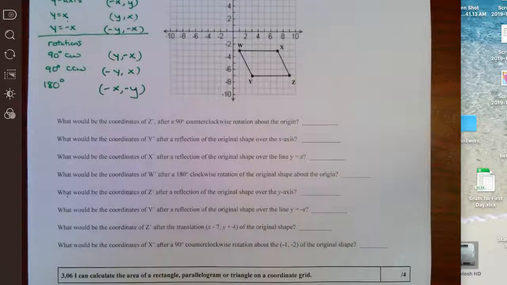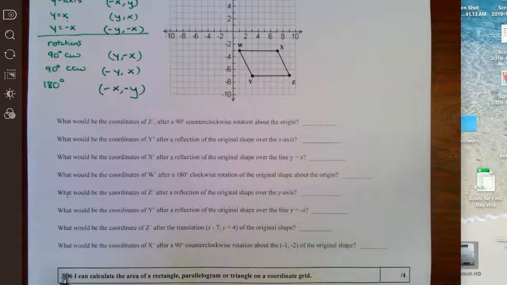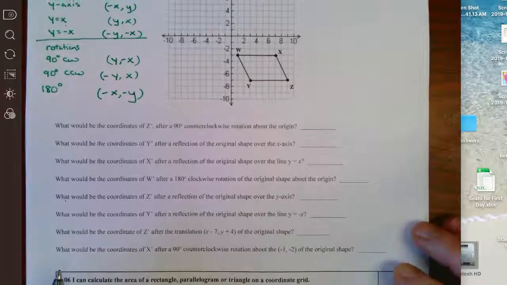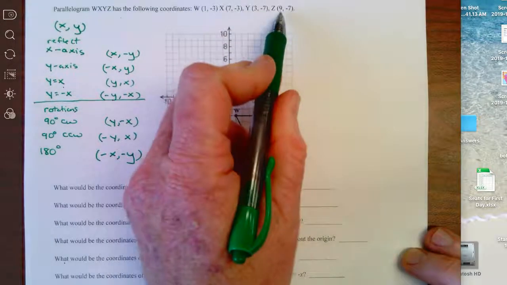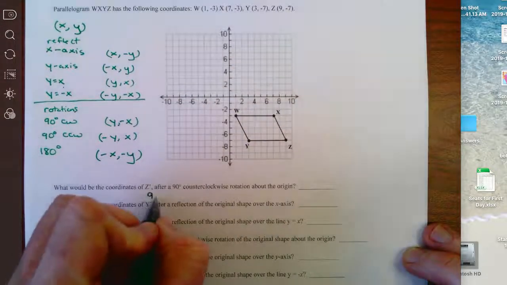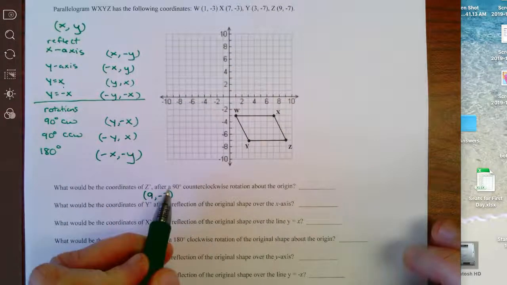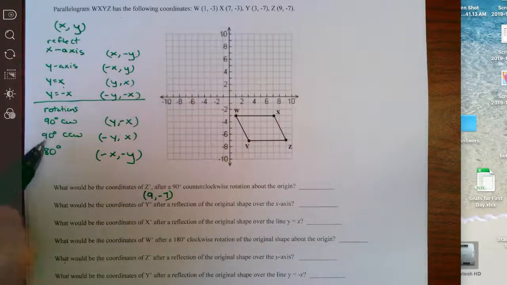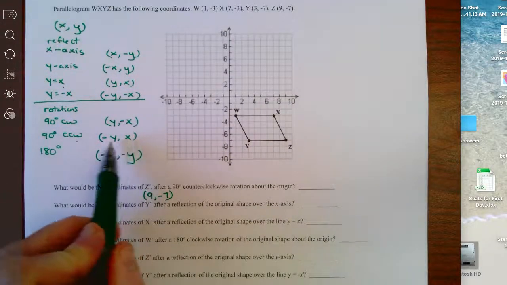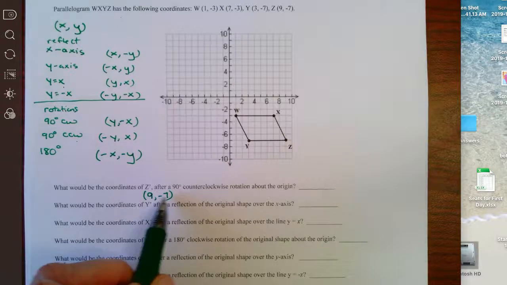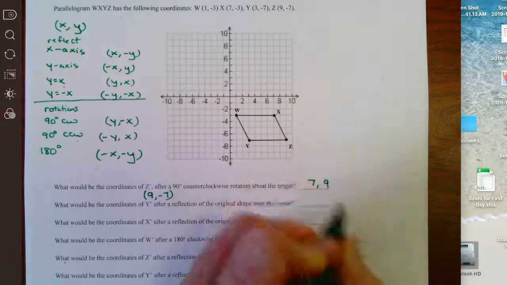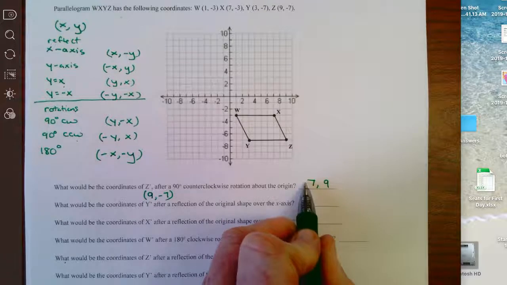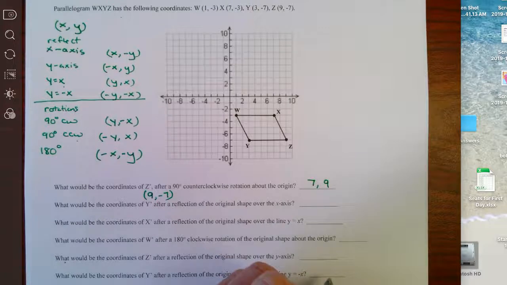Okay, what would be the coordinate of z after a 90 degrees counterclockwise rotation about the origin? So if we know that z is 9, negative 7, 90 degrees counterclockwise, x and y are going to switch spots. So we're going to put 7 and 9. So this was at negative 7, but our y value is going to switch signs. So now it's positive 7.